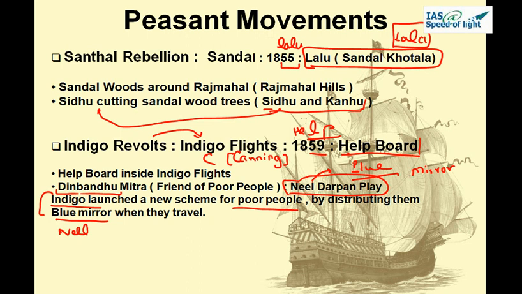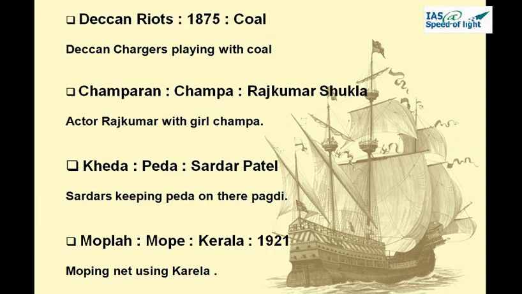This is a very important point to remember from the exam point of view. Deccan Riots, we get 1875. 75, it is K and L. So K or C, they pronounce the same. So coal. Now coal, we have a picture in our mind, and for Deccan, our picture is of Deccan Chargers, the IPL team. Deccan Chargers practicing or playing cricket with coal.